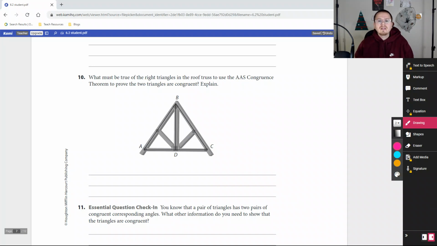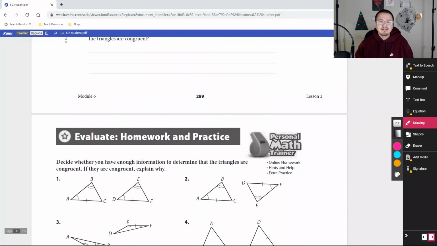When do you use the AAS triangle congruence theorem? Use it to prove two triangles are congruent by using 3 pairs of congruent corresponding parts. All of the different theorems use 3 pairs. You need 2 pairs of corresponding angles and 1 pair of non-included sides. Right? That's it. I don't got much else to say.